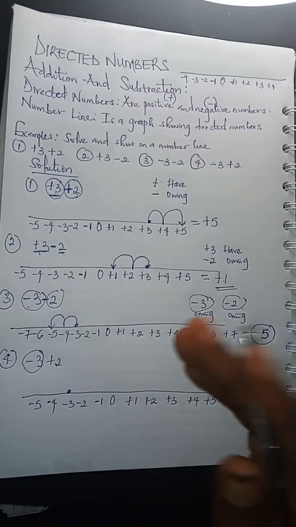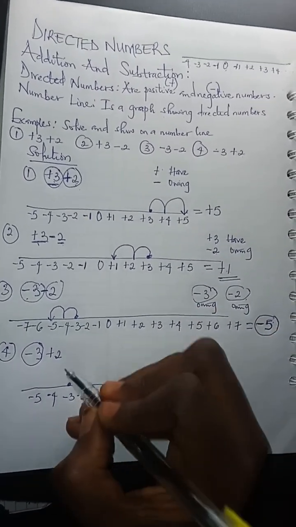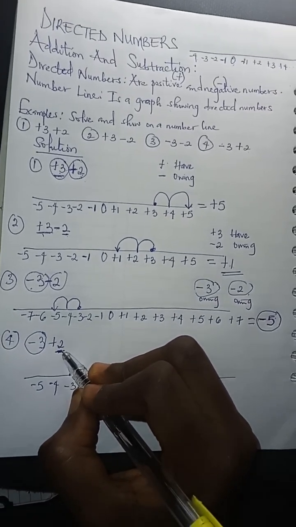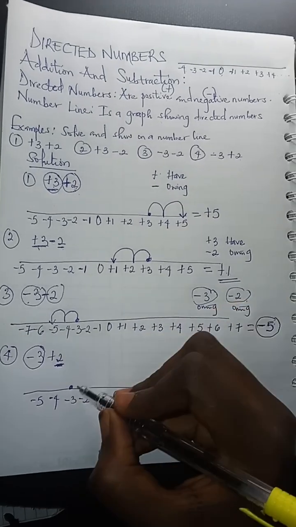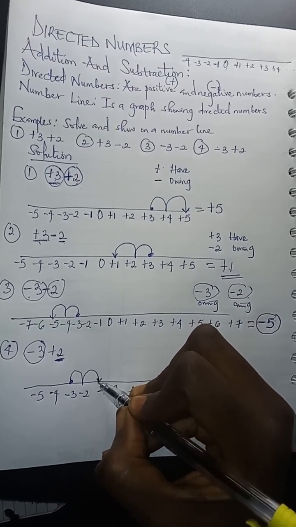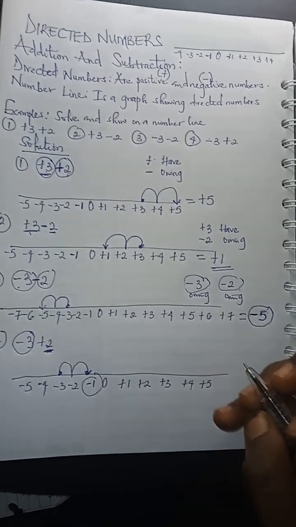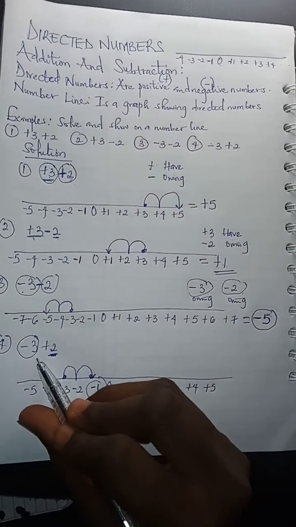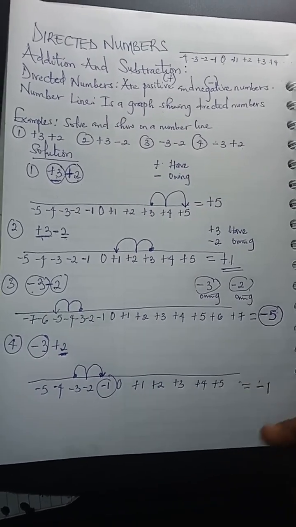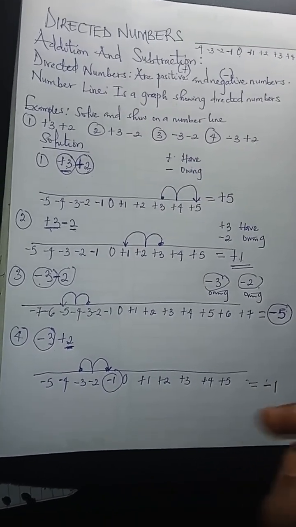Plus means we are moving to the right-hand side of the graph. How many times? 2 times. The last number here tells us the number of times we ought to move. So let's move 2 times. We have 1 and 2. So we stopped at what? Minus 1. So this means that minus 3 plus 2 gives us what? Minus 1. Let's explain again in a layman's language.